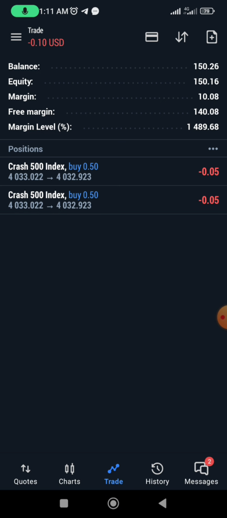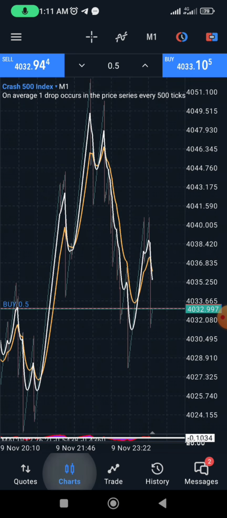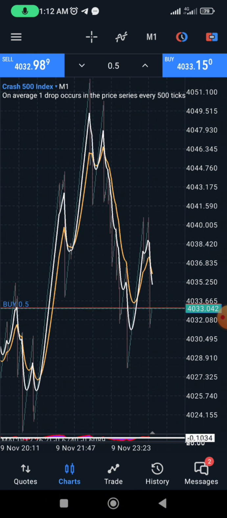This is my first trade in this account. So here is the reason why I take this trade. This is 1 a.m. in the morning. This is 10th of November, 2023, and this is 1 a.m.